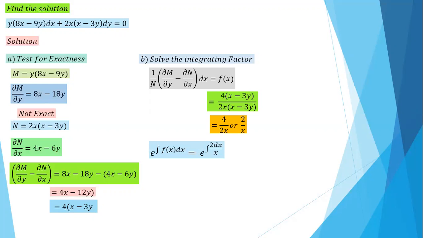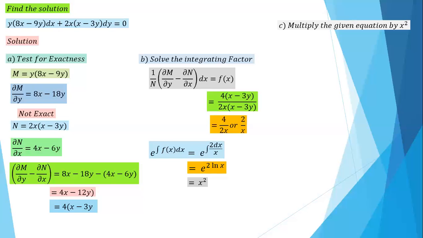Then we solve the integrating factor. e to the power of the integral of f(x) dx. Then we have e to the integral of 2 dx over x, where the integral of dx over x is equal to ln of x. Then we have e to the power of 2 ln of x, where ln of e is equal to 1. Therefore, we have x squared.